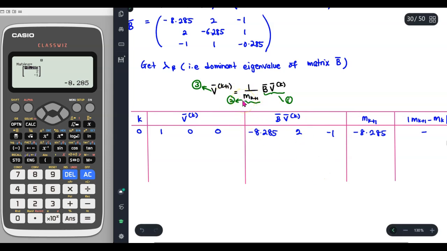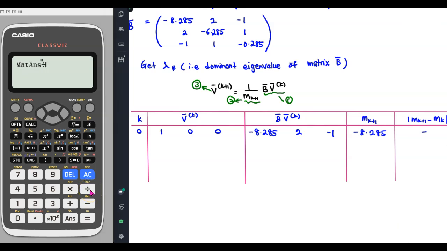Okay, now since we already have our B Vk, these elements here, and we also know our Mk plus 1, now we can compute Vk plus 1. So that's basically B Vk divided by Mk plus 1. Okay, so in your calculator, your current view is actually your B Vk. Okay, now you want to divide by Mk plus 1, so you just press the division button, and then your Mk plus 1 is negative 8.285.